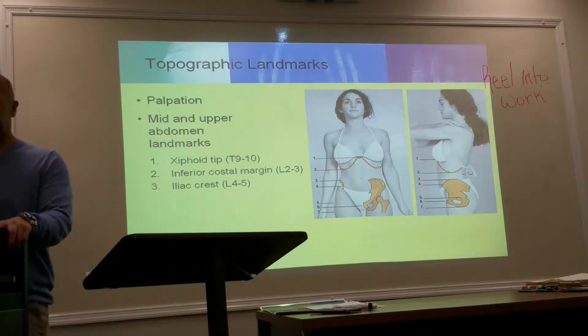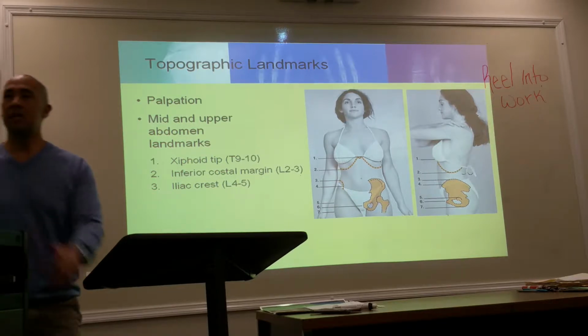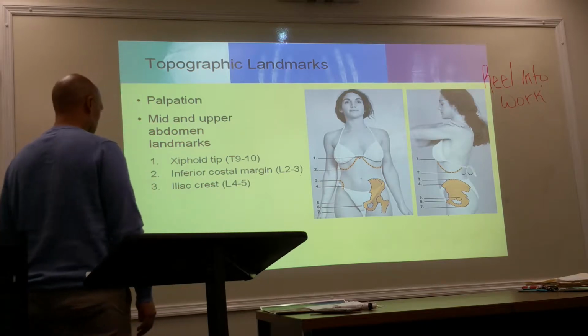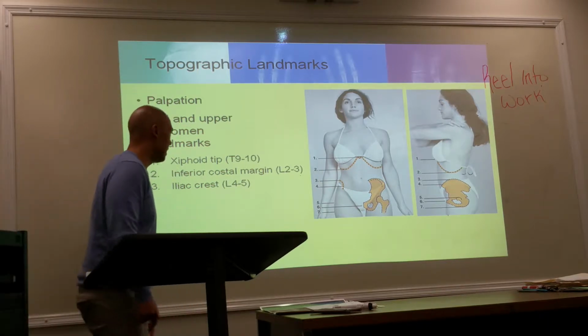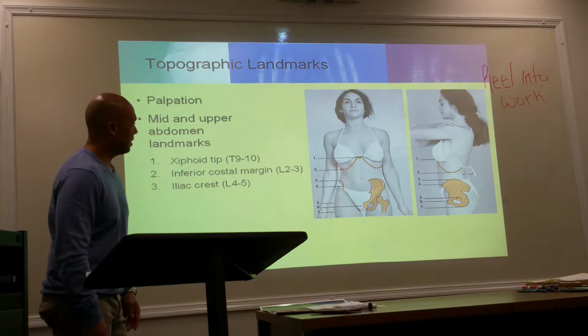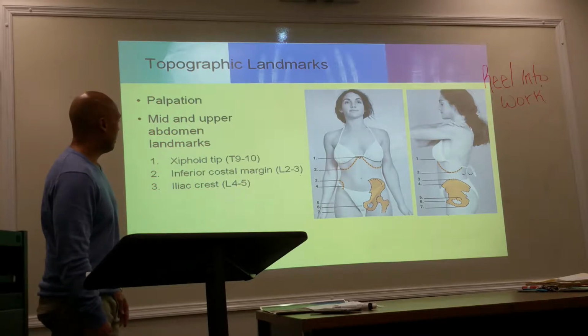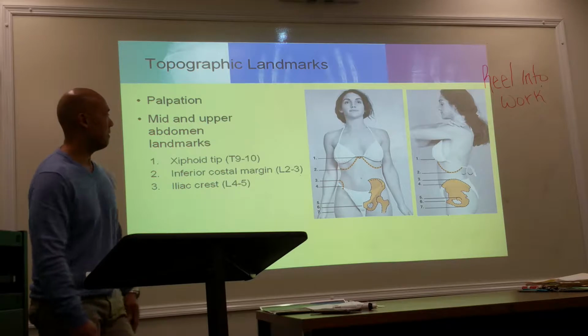Topographical landmarks. Okay, mid and upper abdomen landmarks include the xiphoid tip, located at the level of T9, T10. The inferior costal margin is located at the level of L2, L3. And then the iliac crest is located at the level of L4, L5.